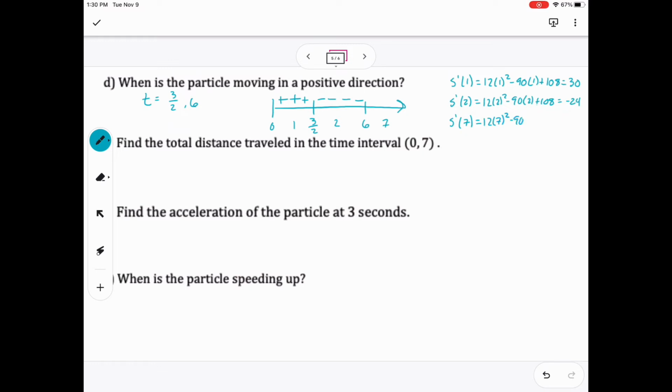So now I need one to the right of 6 to see what it's doing. So I plug in 7, and that gives me the value of 66. And so my interval of when it's a positive direction would be between 0 and 3/2 and 6 to infinity.